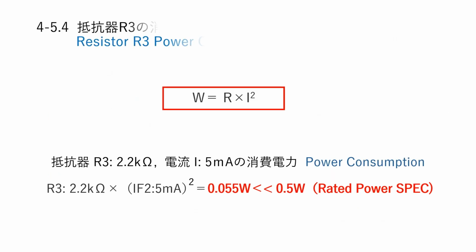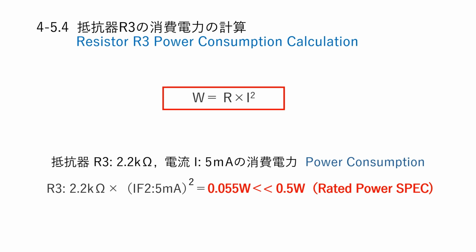4-5.4 resistor R3 power consumption calculation. The power consumption formula is shown in the red frame. Resistor R3 is 2.2 kilo ohm. The current IF2 is 5 mA. Calculate the power consumption of R3. The power consumption of the R3 is 0.055 watt. It was confirmed that the power consumption, 0.055 watt, of the R3 is less than the rated power of 0.5 watt.